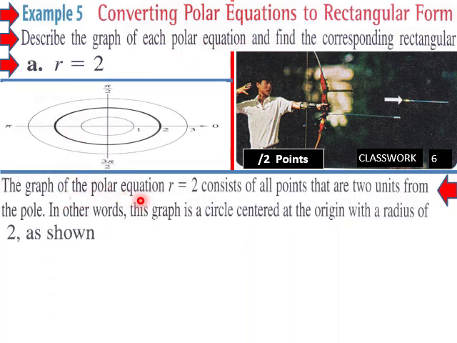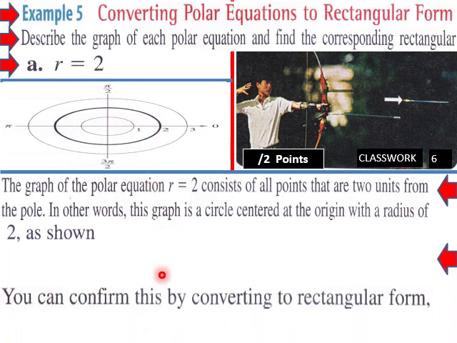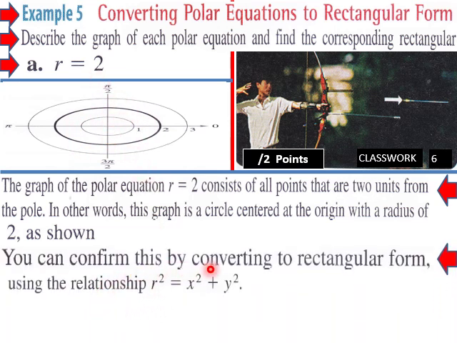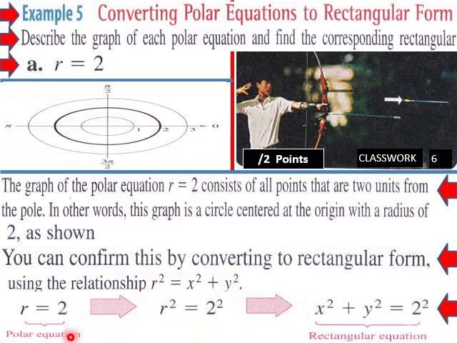So the graph of the polar equation r equals 2 consists of all points that are 2 units from the pole. In other words, this graph is a circle centered at the origin with a radius of 2, as shown. So here is your graph of r equals 2. You can confirm this by converting to rectangular form using the relationship r squared equals x squared plus y squared. So r squared equals 2 squared, and then x squared plus y squared equals 2 squared. This would be your rectangular equation for that.